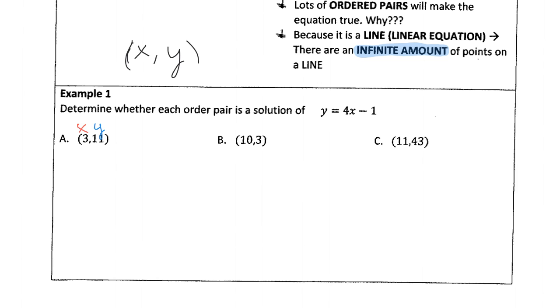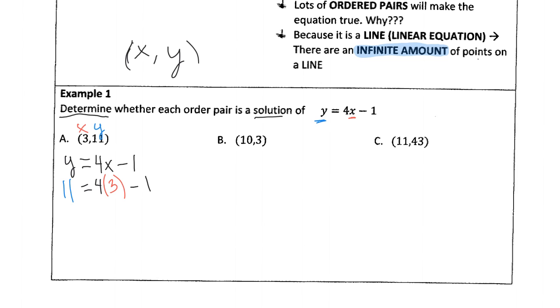So now that I've labeled them, how we determine whether it's a solution is by plugging these values in for x and y. So wherever I see x, I'm going to plug in my x value. Wherever I see y, I'm going to plug that in. I first always start off by rewriting the problem, and then I write what I plugged in. So 11 is equal to y. So I write 11 equals 4, and then x is equal to 3, so times 3 minus 1.